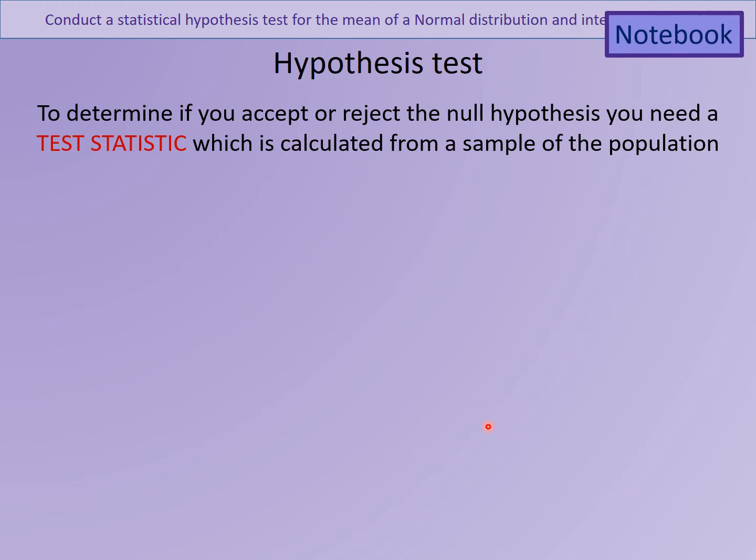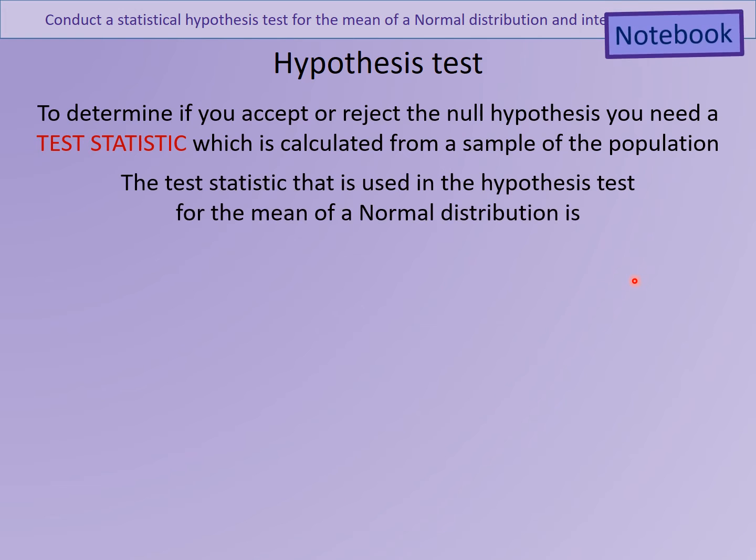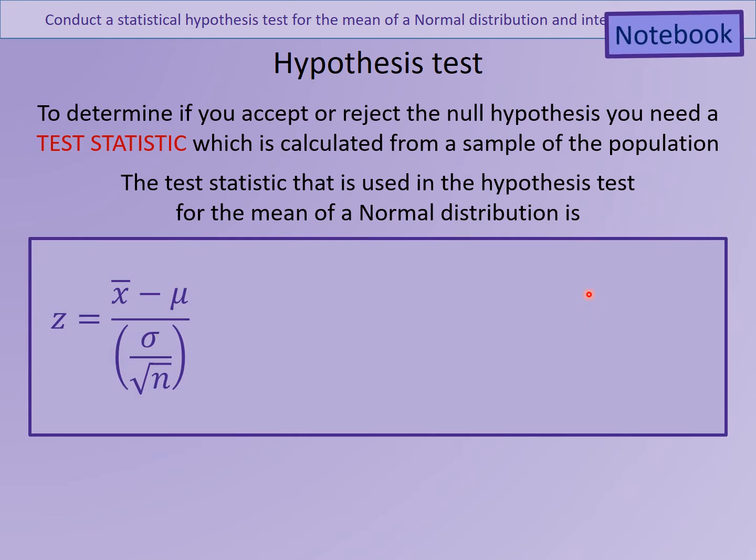So our test statistic for this does look very complicated, but it is a formula you're given, so you just need to learn how to put the parts into it. So when you calculated the sample population, the test statistic is used in a hypothesis test for the mean of a normal distribution. And it looks like that. Right, so let's just get our head around what this is talking about.